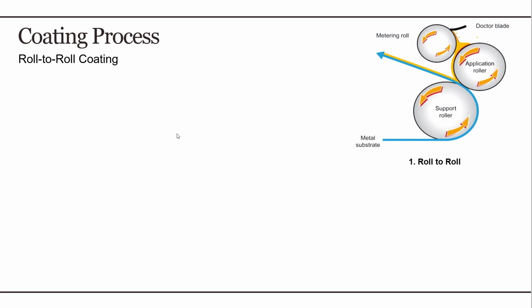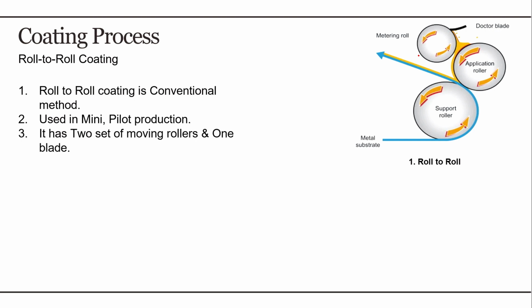The first one is the roll to roll coating process. In this process, as we see here, we have one supporting roller, one application roller, and one metering roller. This is a very conventional coating method, which we see in a small scale plant, or whenever we do pilot scale production. At that time, a roll to roll coating machine is a profitable and viable solution.